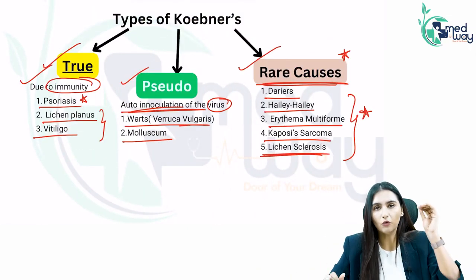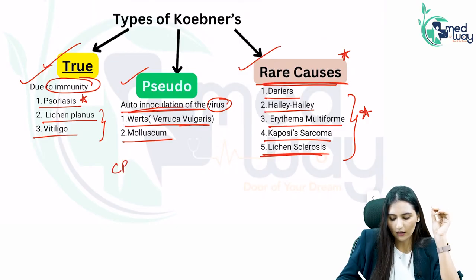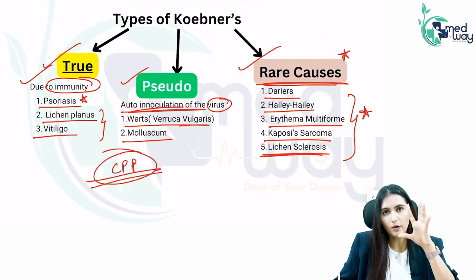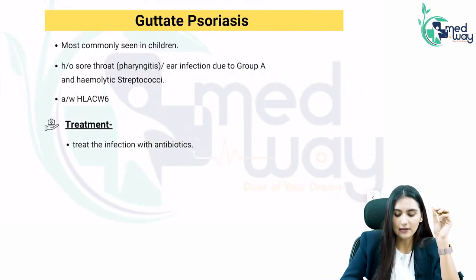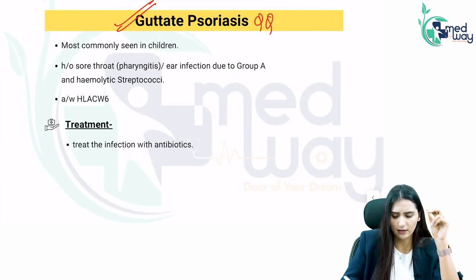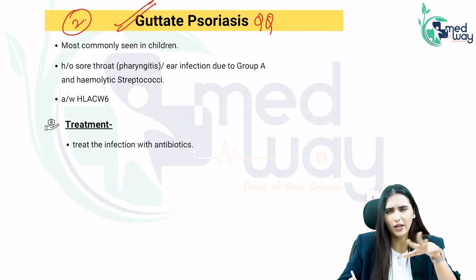All right. So now these were all the things that you need to remember about chronic plaque psoriasis. Everything you need to know about chronic plaque psoriasis. Now we move on to a different type of psoriasis, that is guttate psoriasis. This was a question this year, might be a question next year also, a very common question.